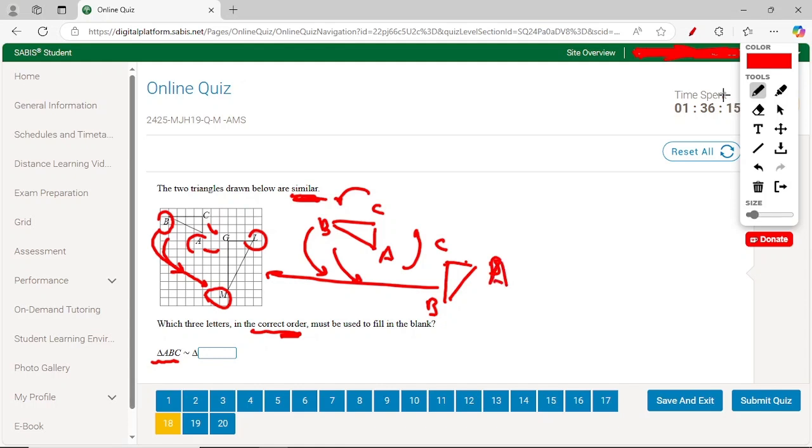This is A. Now that means point A will be similar to point L, and point B will be similar to point M, and point C will be similar to point G. So the answer will be LMG is similar to ABC.